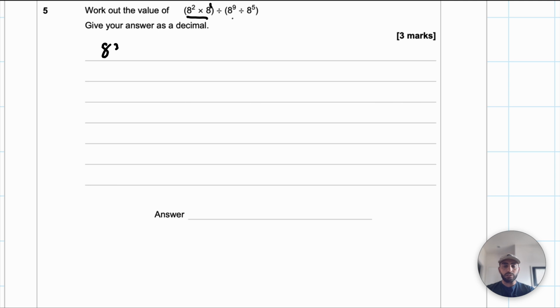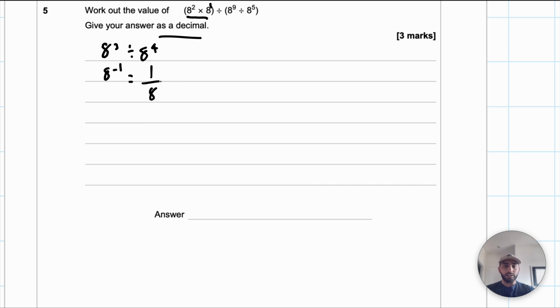And for this one, because we're dividing, we take away the powers. 9 take away 5 is 4. So that becomes 8 to the power of 4. Still we're dividing, so we're going to do 3 take away 4, which leaves us with 8 to the negative 1. Because I've got a negative, that tells me that I need to find the reciprocal. I need to flip it. So it's going to become 1 over 8, but it wants it as a decimal.